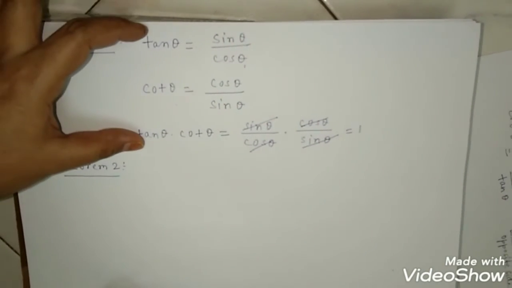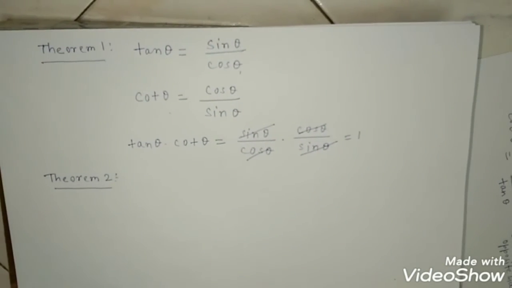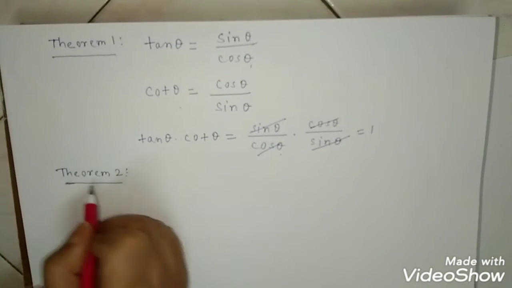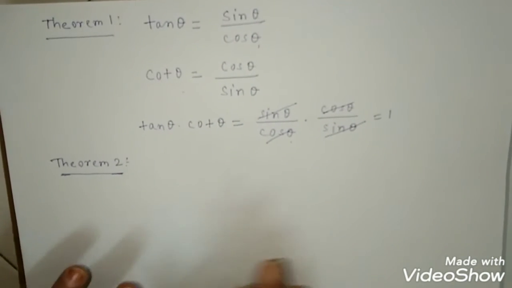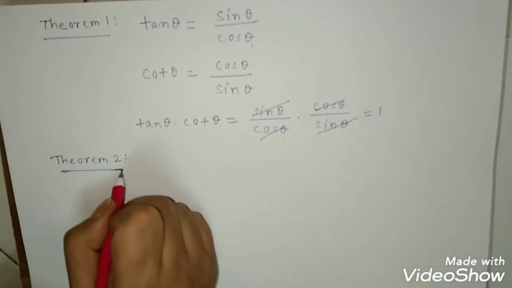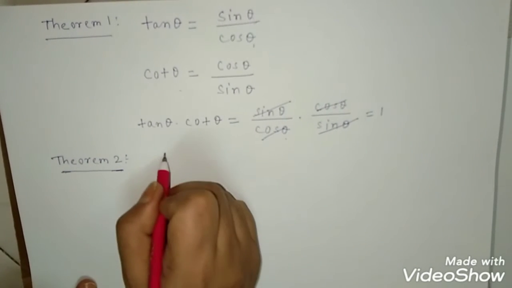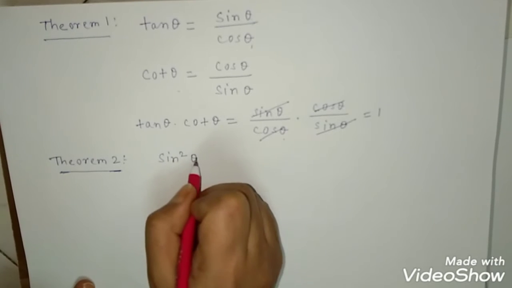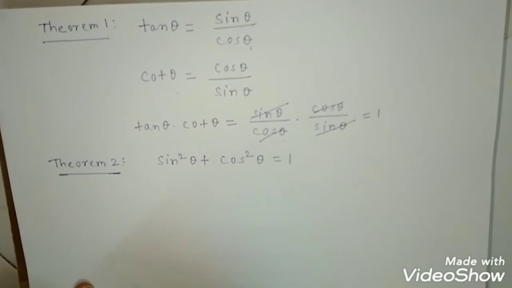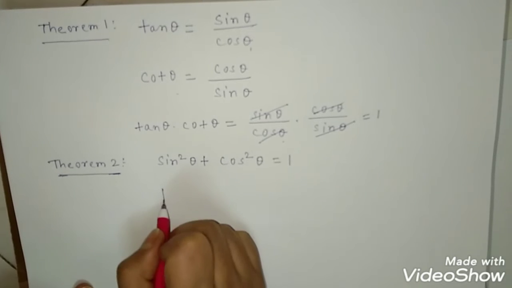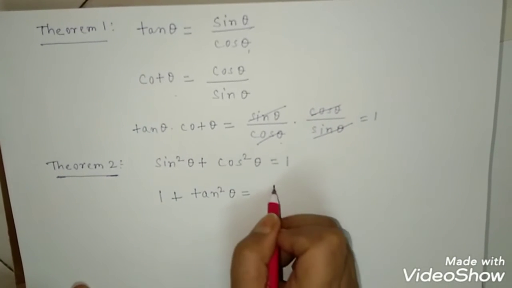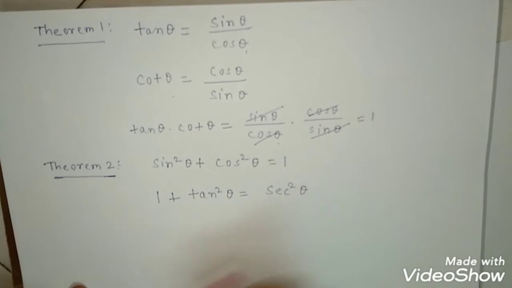So these 3 things you also have to keep in mind along with those 6 T ratios. Theorem 2 will tell you 3 identities. I'm just telling you, we don't have to use them in this class. We will be using these identities in the next class. Sin square theta plus cos square theta is equal to 1. 1 plus tan square theta is equal to sec square theta.